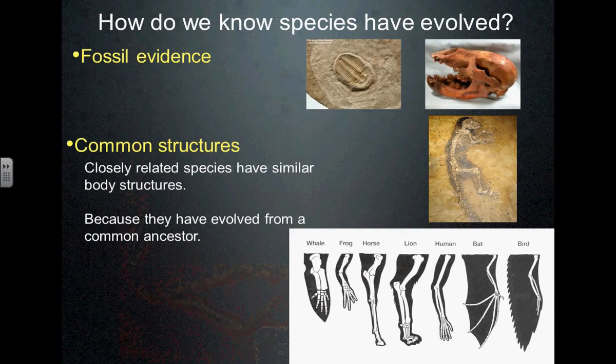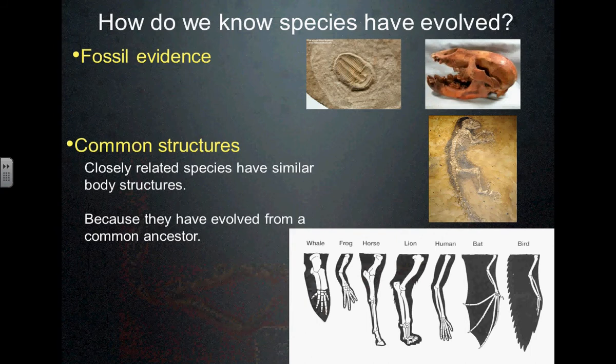Another part of this evidence is the common structures. For species that are closely related, if we look carefully at the way their bodies are arranged, there are many similarities. So for example here, this diagram shows us the limbs and the bones inside of a bird's wing, a bat's wing, a human arm, a lion, a horse, a frog, and a whale.